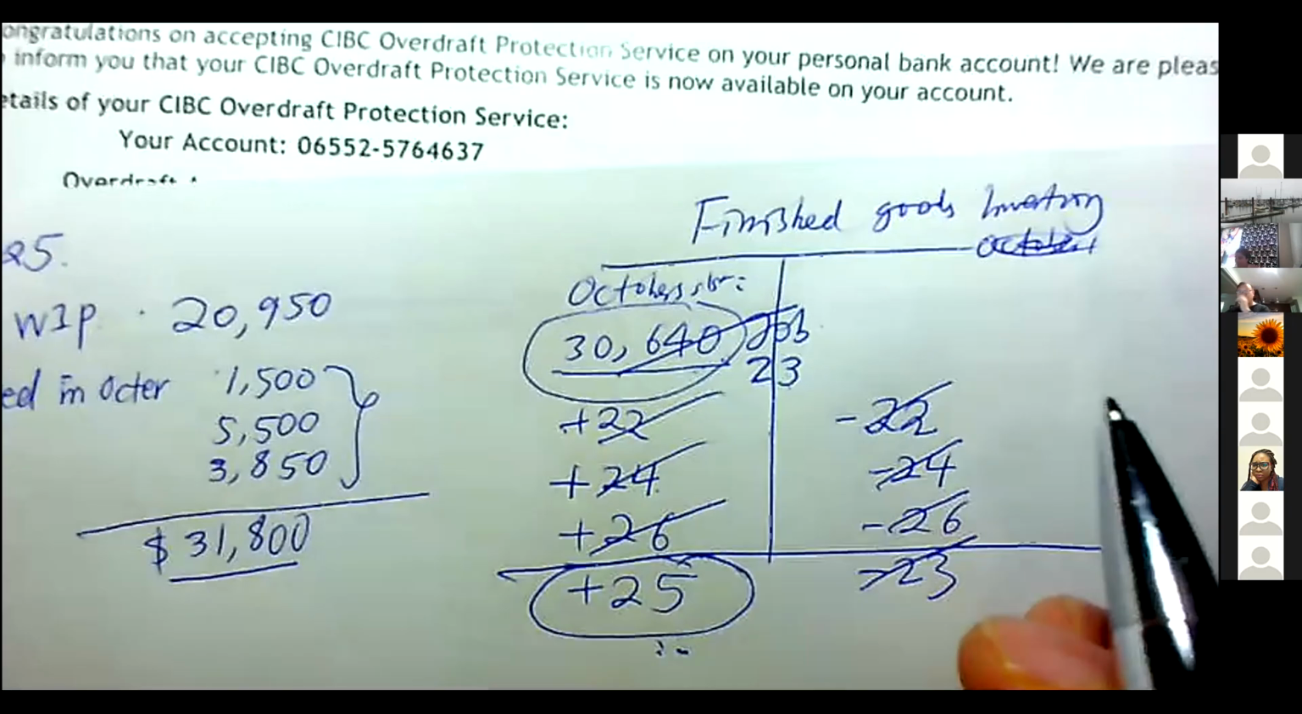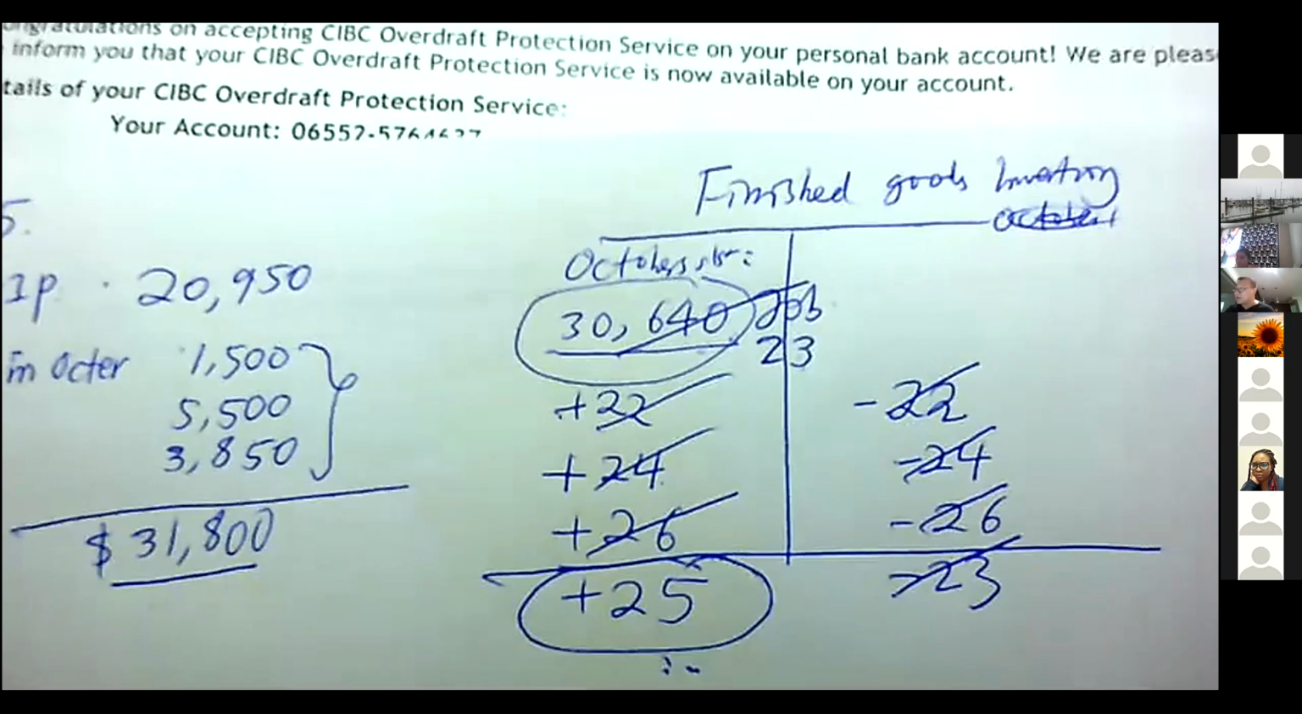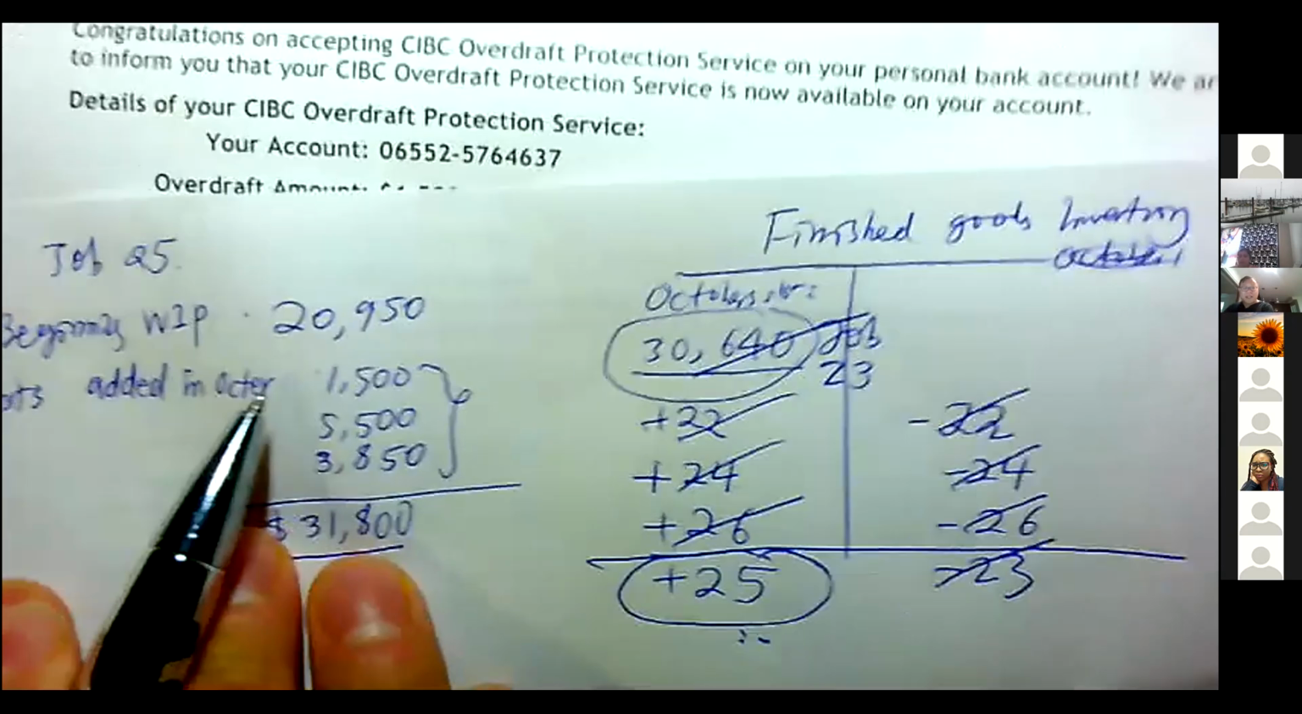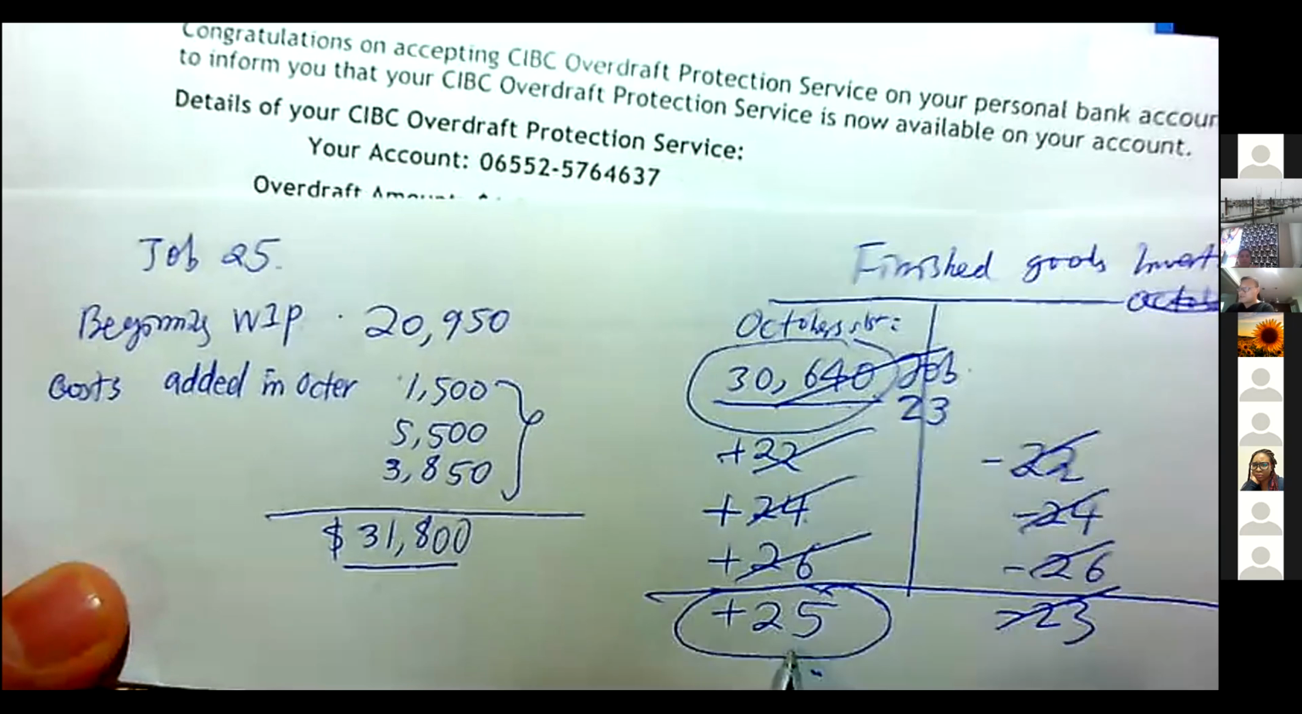Okay, makes sense. Yeah. So that's why I just calculate the total cost for job 25.